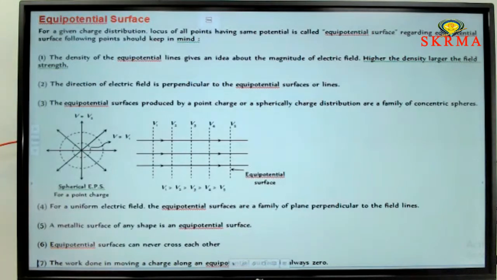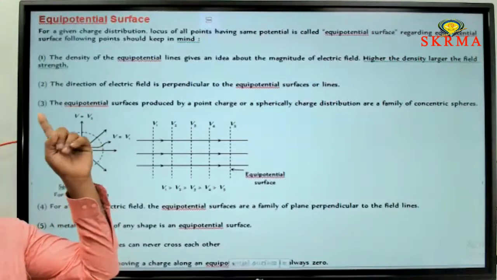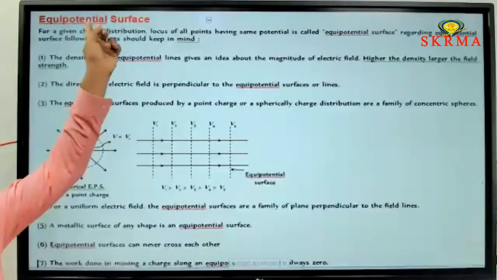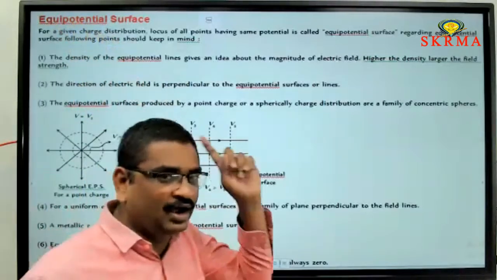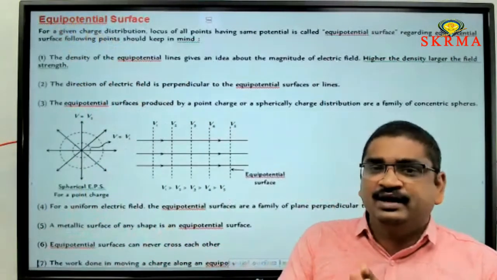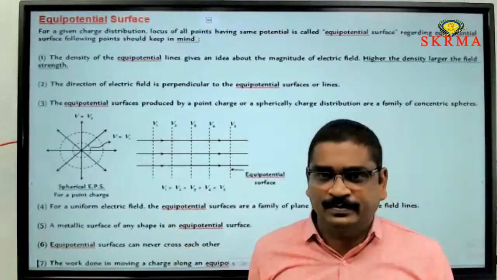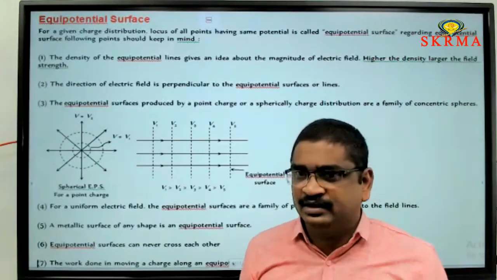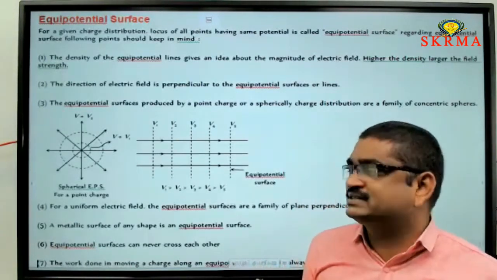So next one is about equipotential surfaces. In the term itself the meaning is there. Equipotential means the potential is same on that surface. Potential is same along that surface. So on that surface, each and every point has the same potential. That is called an equipotential surface.